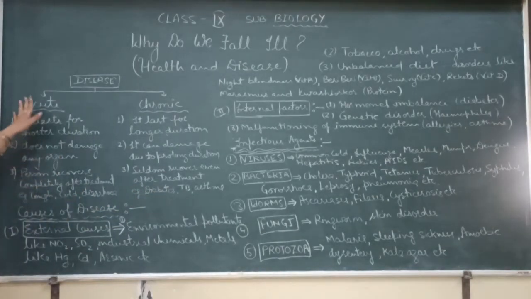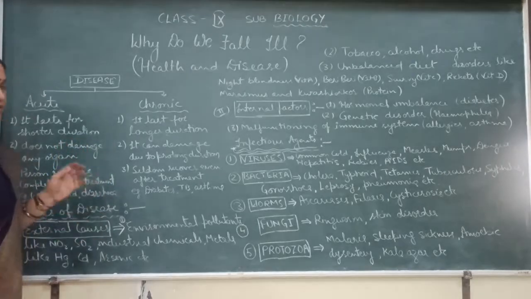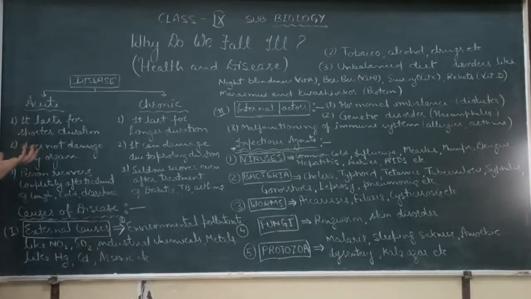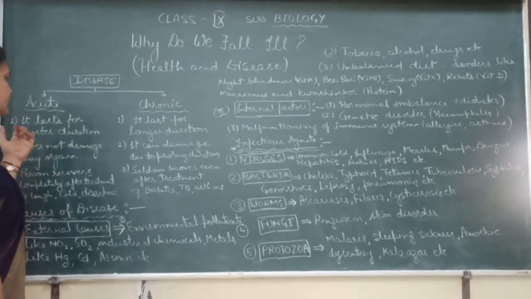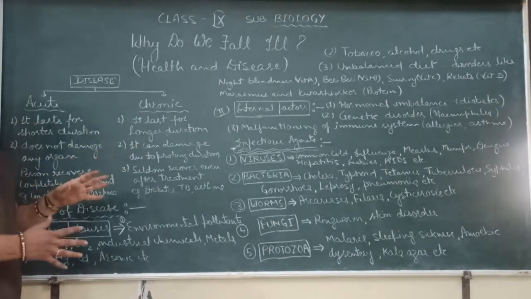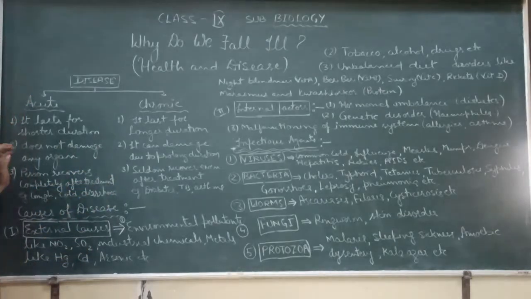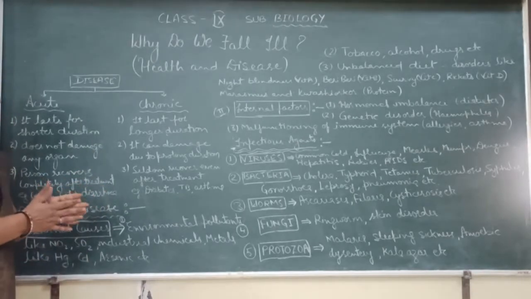The second difference is that acute disease does not damage any organ, but chronic disease can, due to the prolonged duration. Malaria is an acute disease and one can recover in 7 to 8 days. But diabetes is a chronic disease, so it damages the kidneys and heart. In acute disease, the person recovers completely after treatment, but in chronic disease, the person seldom recovers even after treatment.